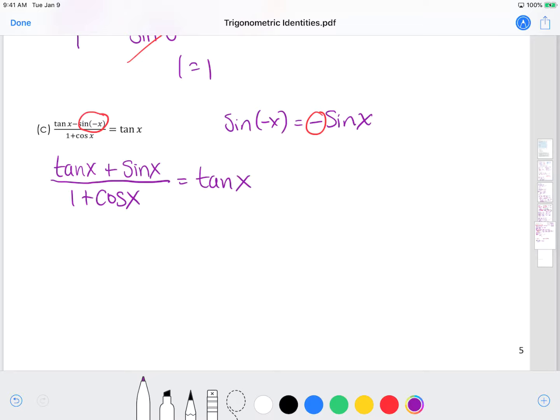Well, the next thing I probably want to try is either writing everything in terms of sine and cosine, or maybe try multiplying by the conjugate. Now, both will probably work. Let's start with one, and if one doesn't work, we'll try the other. I'm going to start by writing everything in terms of sine and cosine and trying to simplify. So I'm going to rewrite that tangent as sine x over cosine x.